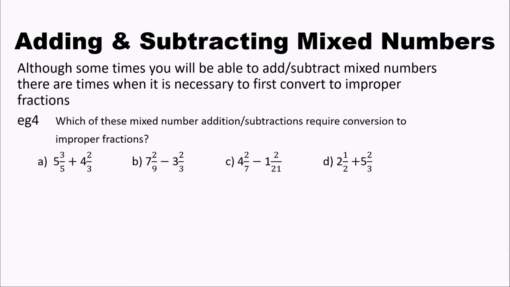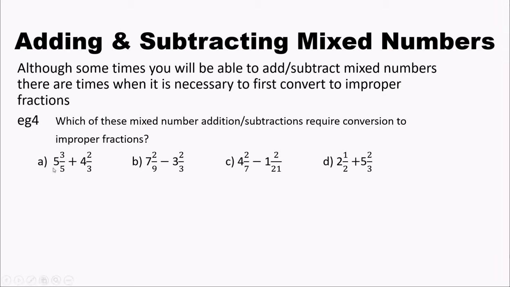Starting with the first one, 5 3/5 plus 4 2/3. Now, can I add those mixed numbers together without converting to top-heavy or improper fractions? Is it possible that my answer would be negative if I add two positive mixed numbers together? No, it's not. We started with a positive mixed number. It's just getting more positive. It's getting bigger. So it's never going to end up being negative.